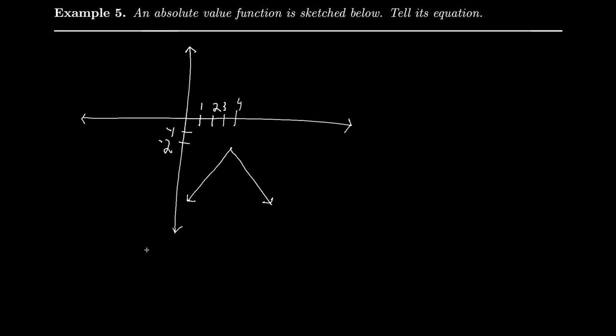So this example says that an absolute value function is sketched below. Tell its equation. So it's exactly the flip of what we previously dealt with. And this is a very rudimentary sketch. Obviously, a better problem would be showing you the graph via Desmos or whatnot, but that kind of gives it away a little bit too much.